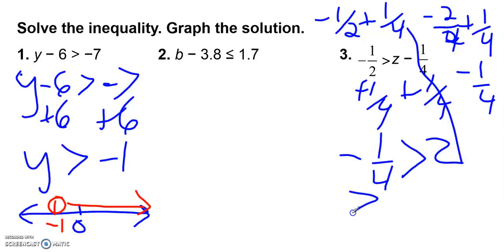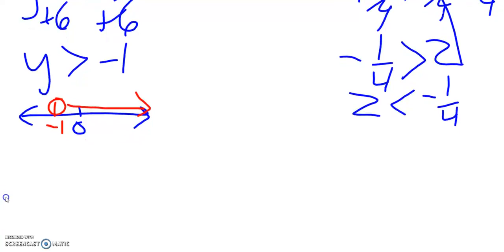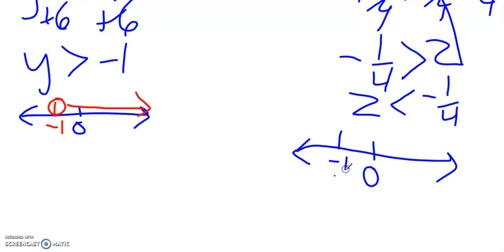I'm going to rewrite it saying z is less than negative 1/4 because that's going to help me graph it. And here we are. So this is 0, negative 1/4. Okay, an open circle again, and it goes this way because the arrow is pointed that way.